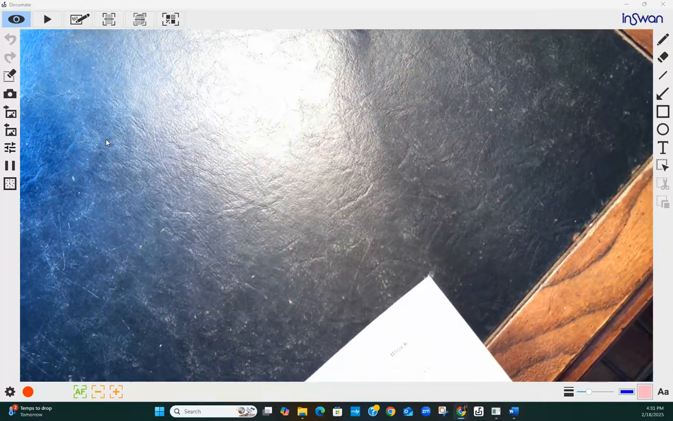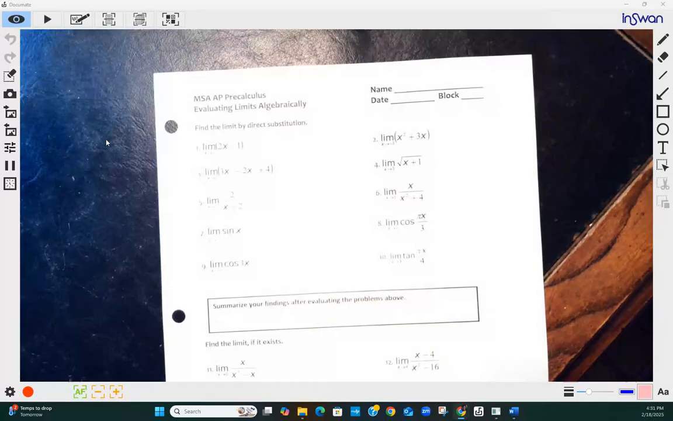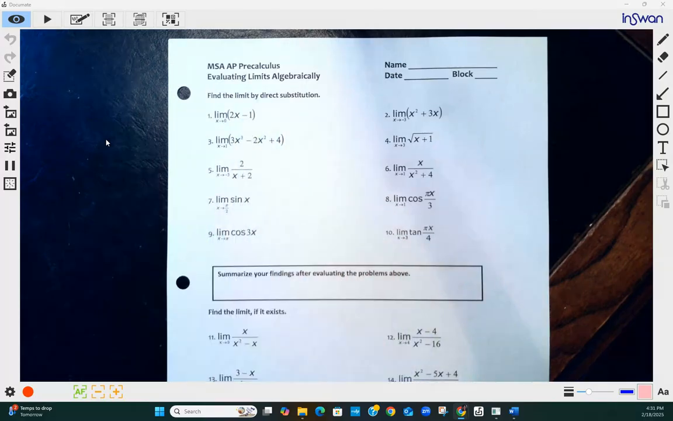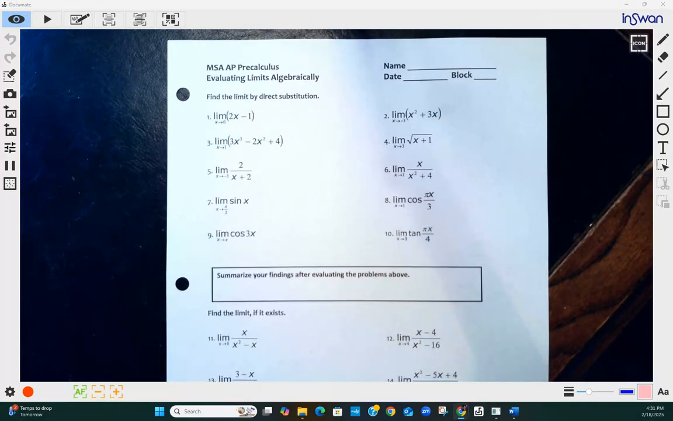Okay, so moving on to evaluating limits algebraically. The first thing you're going to do, we're going to try and find the limit by direct substitution.